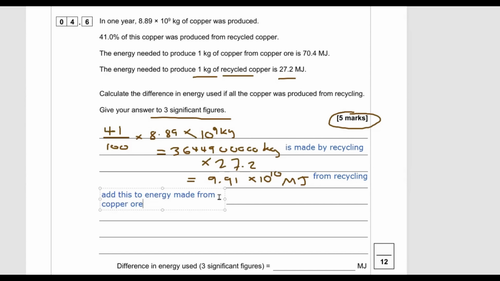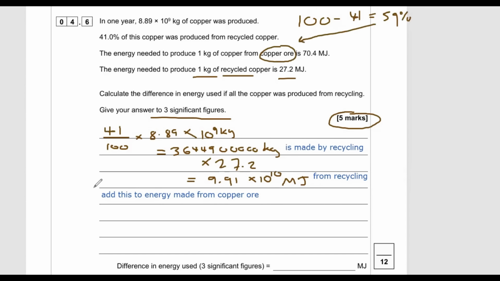Now we need to add this to the energy that was used to get copper from the rocks, from the copper ore. So I've got 2 marks so far, but now I need to realize that I've got 100 minus 41, 59% of all the copper produced of the 8.89 times 10 to the 9 was produced from copper rocks. So I now need to find out how much energy was used to produce that. So I'm going to do 59 over 100 times 8.89 times 10 to the 9. So that's the mass of copper that was made from rocks.